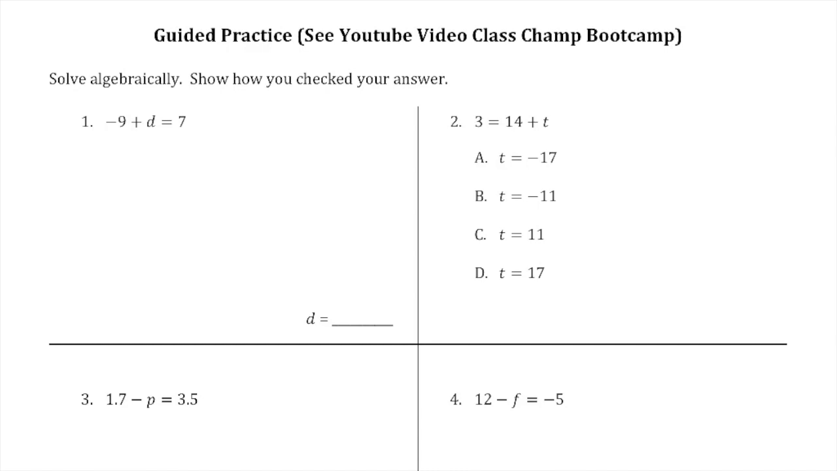Alright class, so hopefully you've already completed the do now and the skill builder. We're going to start working on the guided practice. Let's look at question number 1. -9 plus d equals 7.